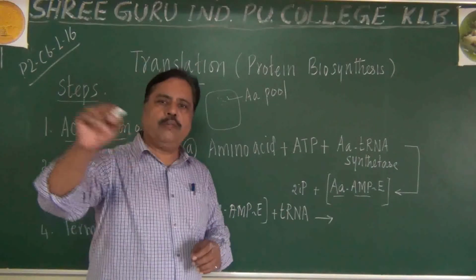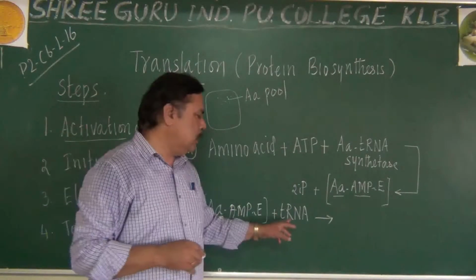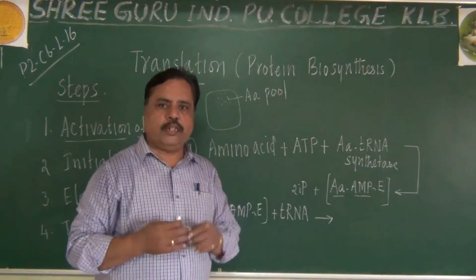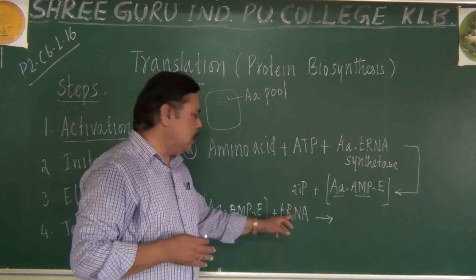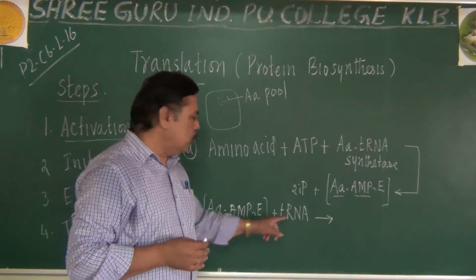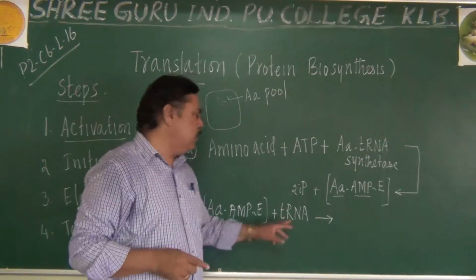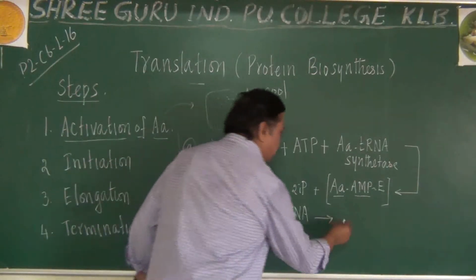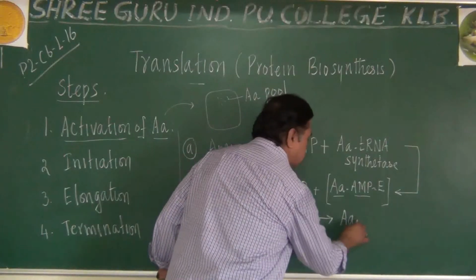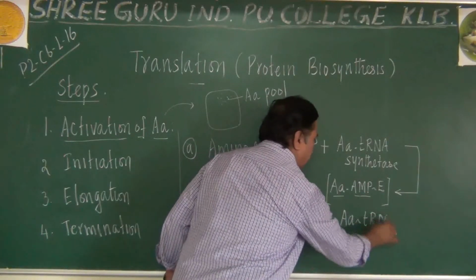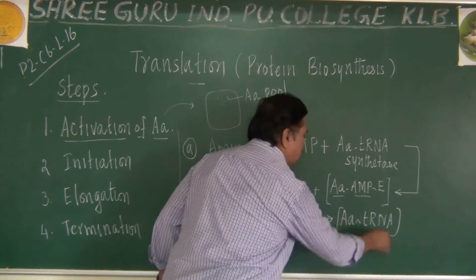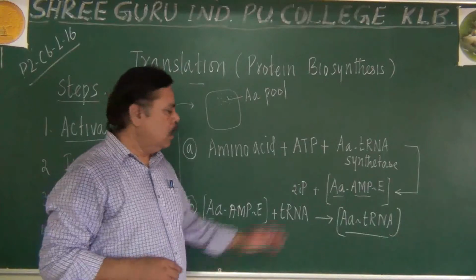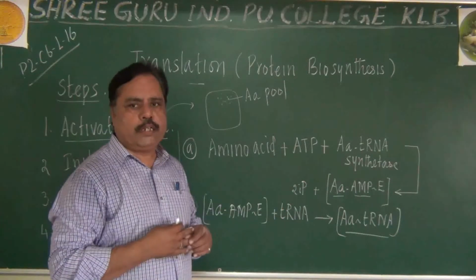Phenylalanine means it should have a particular anticodon in that tRNA. So that anticodon amino acid recognition is very important. That understanding is very important. So a cognate tRNA will come and bind with the amino acid. Now what do we get? We get amino acid tRNA complex. This is known as charging of the tRNA, or activation of the tRNA, it can be called.